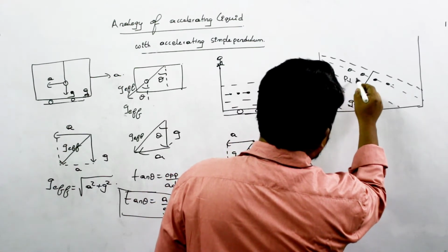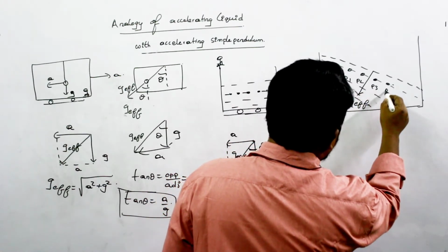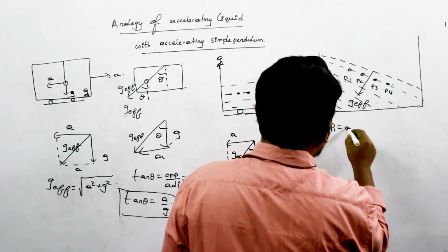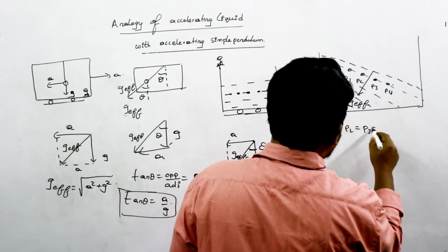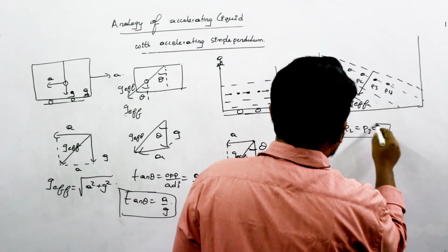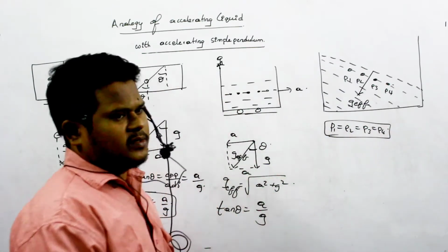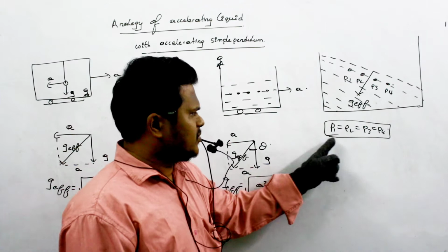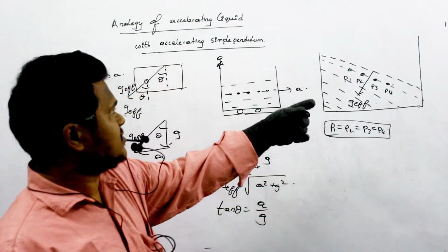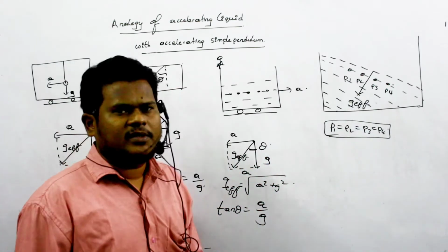So here pressure is P1, here pressure is P2, here pressure is P3, here pressure is P4. I can write P1 is equal to P2 is equal to P3 is equal to P4. So this is how I can write. Are you able to understand? So this is about the pressure distribution in the case of accelerated liquid. Already this we have understood.